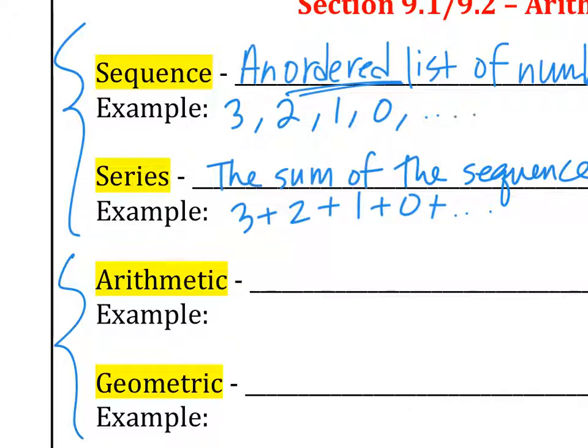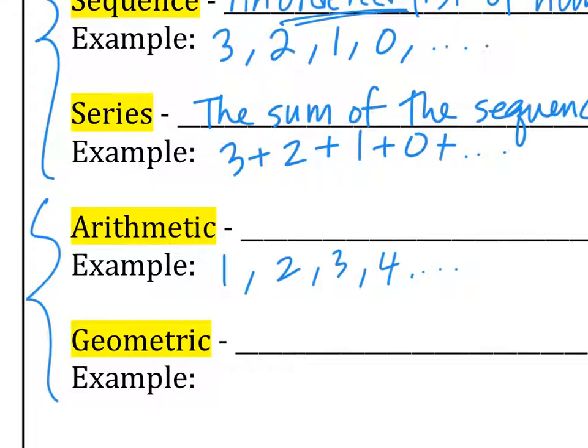So again, I'm going to show you some examples, and you and your partner are going to discuss what is the difference between the two. First one, okay, 1, 2, 3, 4, ... Second one, 2, 4, 8, 16, 32, ... Okay, talk to your partner. What is the difference between arithmetic and geometric?